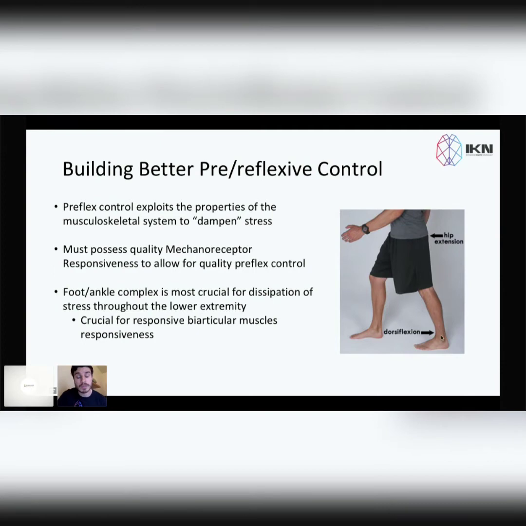Doing that, I'm not actually taking advantage of these biarticular muscles. And we know that those biarticular muscles are extremely important in transferring forces and reducing the forces acting on our limb. These properties, the preflexive control properties, the biarticular tissues, taking advantage of the passive properties of the lower limb is such a low-hanging fruit, but it's not something that we do enough of.